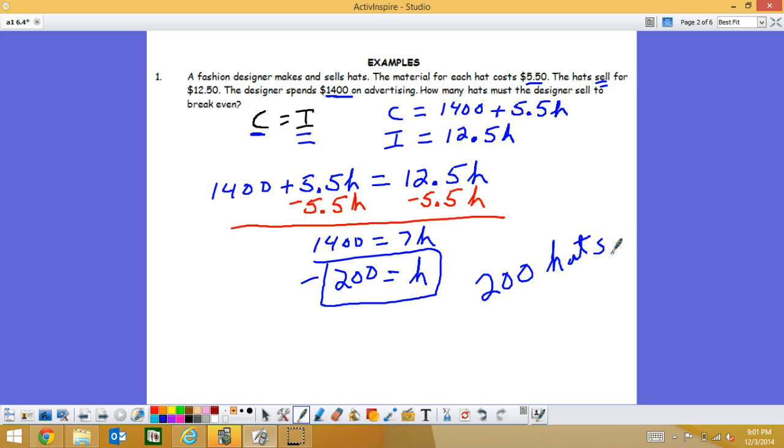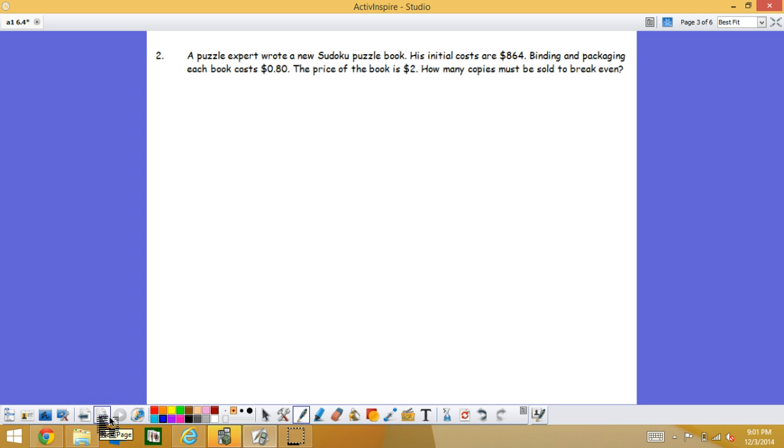All right, the next one is very similar to this. We've got another breaking even problem. A puzzle expert wrote a new Sudoku puzzle book. His initial costs were $864, and binding and packaging was 80 cents per book. And the price of the book is $2. So how many copies must he sell in order to break even?